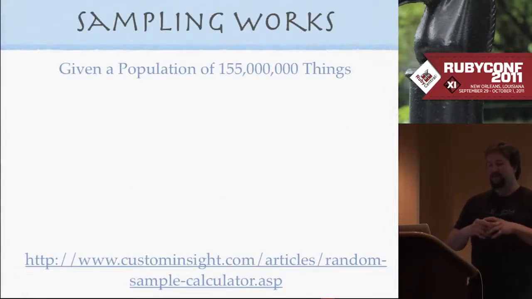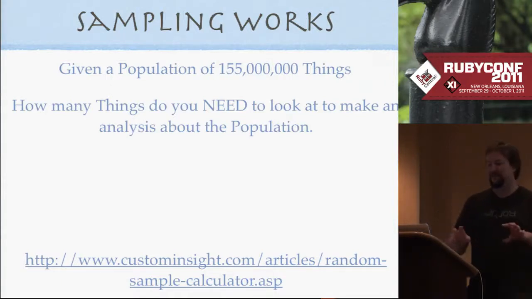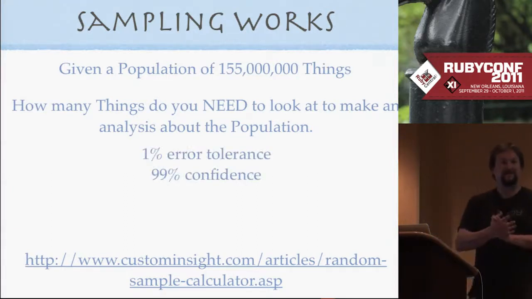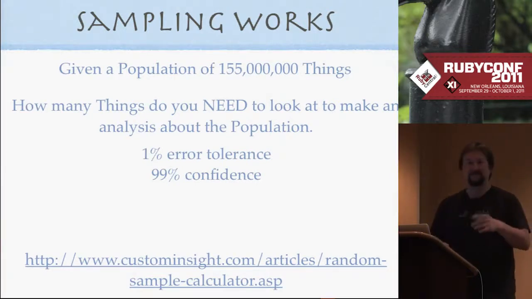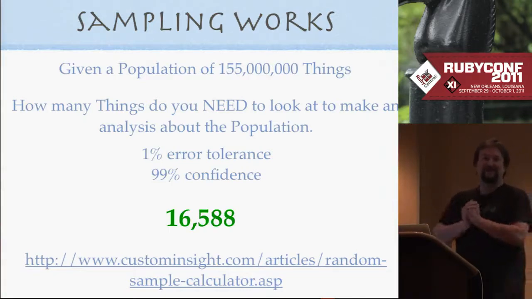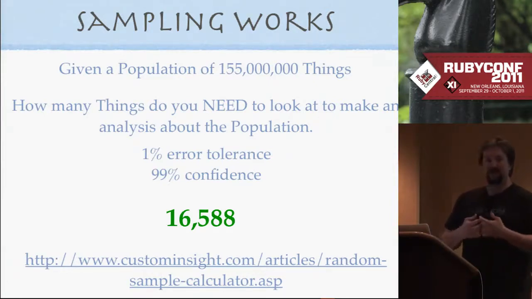For example, say we have 155 million things. I'm not going to say what these things are, but say you have 155 million of them. How many of those things do you need to make an analysis of the population as a whole, with these criteria: 1% error tolerance and 99% confidence? Anyone want to take a wild guess? 10,000? All right. Well, you guys are actually pretty close. I was thinking people were going to guess a lot more. You actually only need 16,588 of them to make a really good analysis of the entire population as a whole.